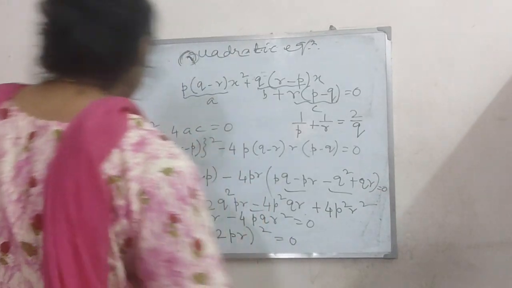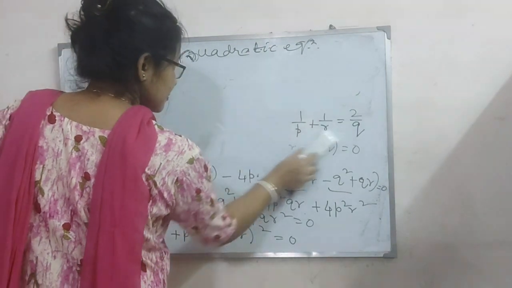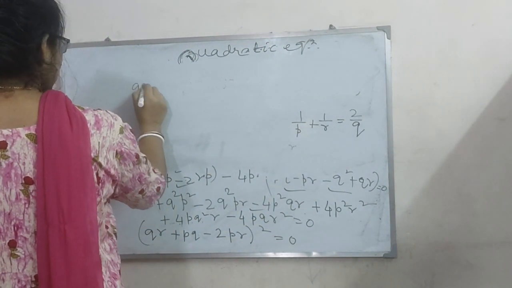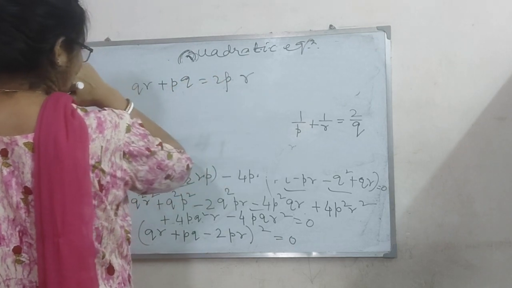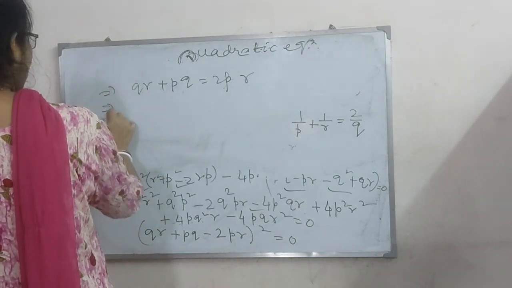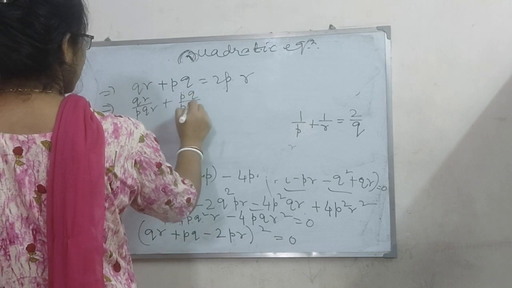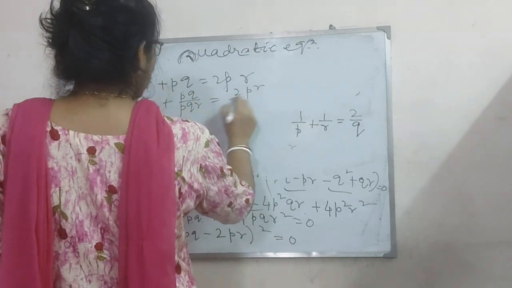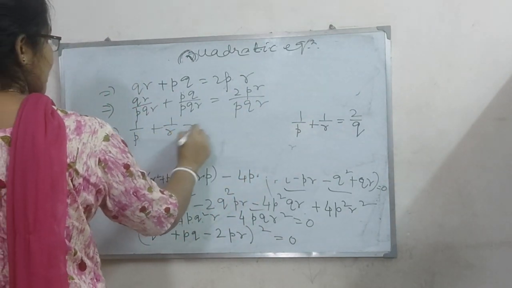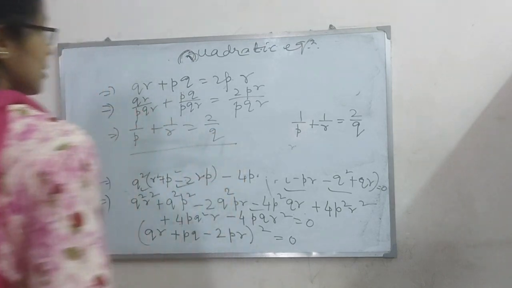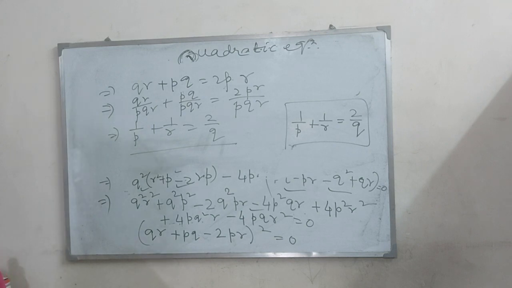From here I will write this equal to 0, qr plus pq equal to 2pr. Divide both sides by pqr: qr by pqr plus pq by pqr equal to 2pr by pqr. Here I write 1 by p plus 1 by r equal to 2 by q. Hence this is proved. Okay, I am ending here.